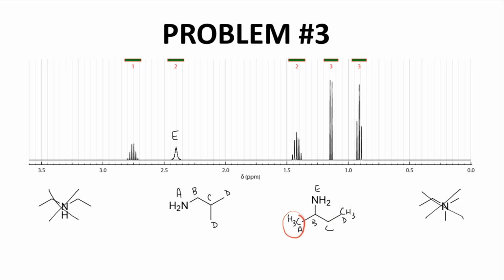The signal for A has 1 neighbor. That's that hydrogen on B. Therefore, A should be a 3-hydrogen doublet. And we have that right there. So that's reassuring. Now let's make sure the other methyl group also lines up. So for D, we're going to have 2 hydrogens on C. 2 plus 1 is 3, so we'd expect signal D to be a triplet. And it is. So that's reassuring. Okay, our methyl groups make sense, and I think we can safely eliminate the second structure.